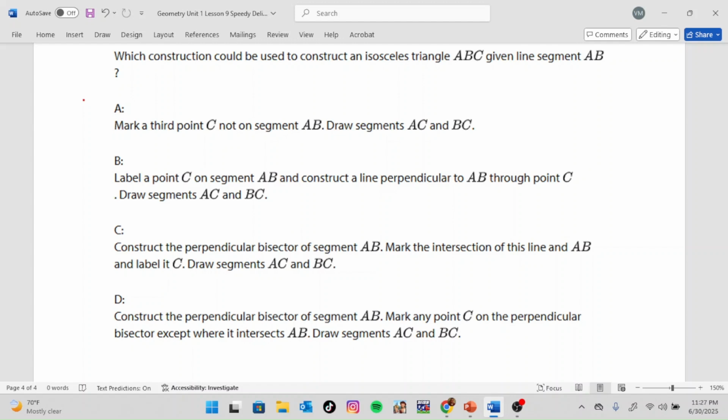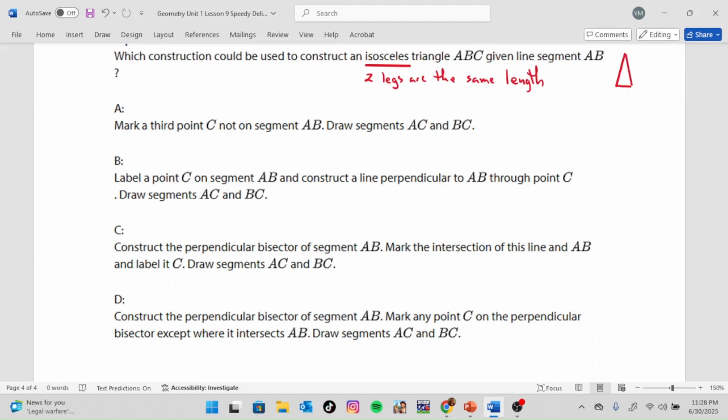So before you can even attempt to answer this, you have to know what isosceles means. And this means two legs are the same length. So something that looks like this would be an isosceles triangle. So let's look at option A.